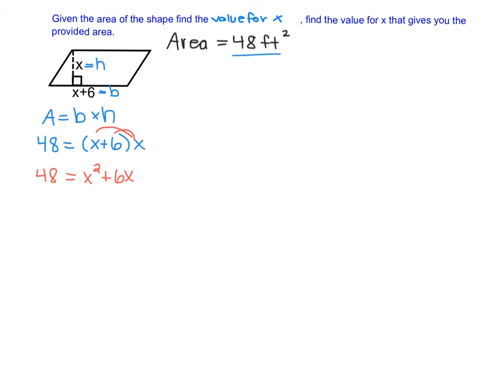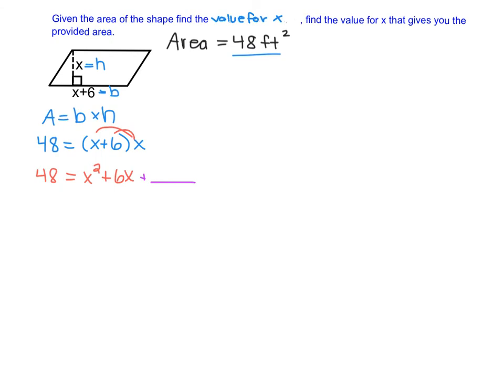So here I can see that I have all of my x's on one side and my number on the other. I can also see that I have an a value equal to 1, so I don't have to do any sort of undistribution or factoring out here, which is really nice. I just need to figure out what I would need to add to the right-hand side in order to make that a perfect square trinomial so I can complete the square.